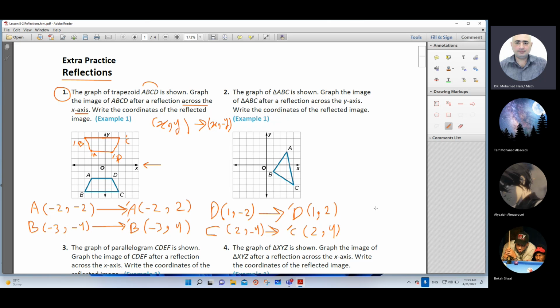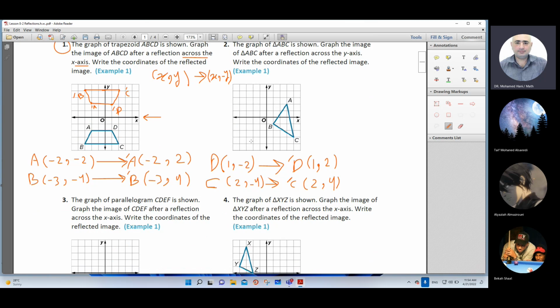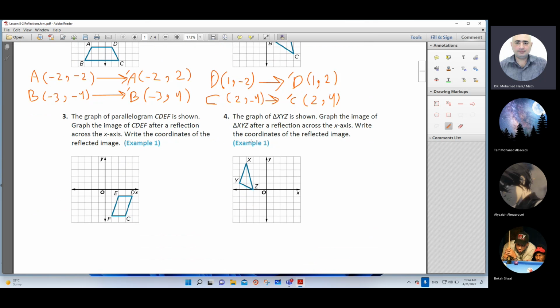I will send you this extra practice as homework. You can start your solving from number 2. I want all students to solve the homework, please, at least 5 exercises. Not allowed less than 5. If you want to solve all, you will get more marks, inshallah.